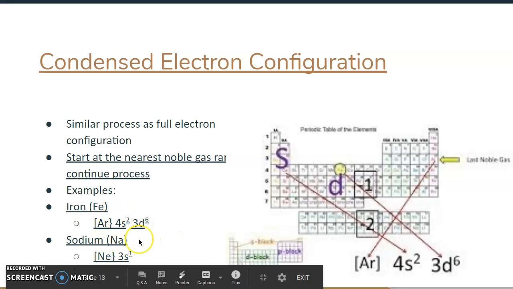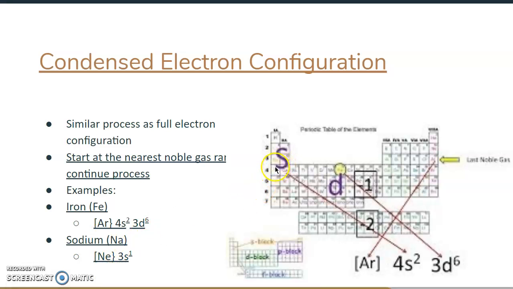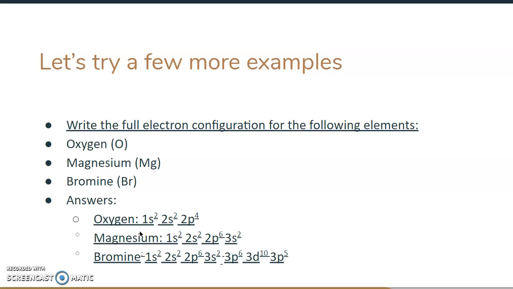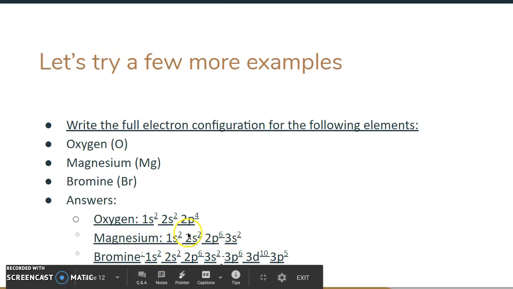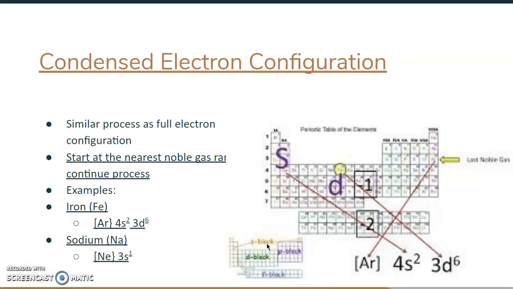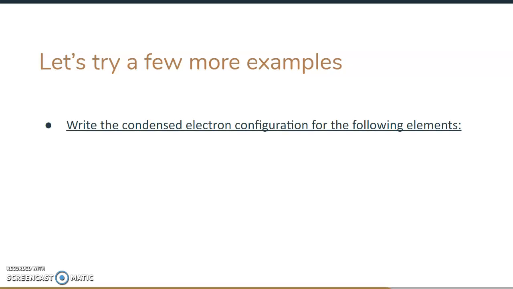Another good one, and that shows the simplicity of which this can be, is our sodium. Our sodium is right here. Our last noble gas that we covered was neon. So it would be neon and then 3s1. So rather than writing out as much as we did for bromine or magnesium, we can cut off the beginning part and just write our last noble gas, which helps us a lot. We are only writing one line rather than possibly 6 or even 7 lines of the periodic table's full electron configuration. So condensed electron configuration is really helpful.